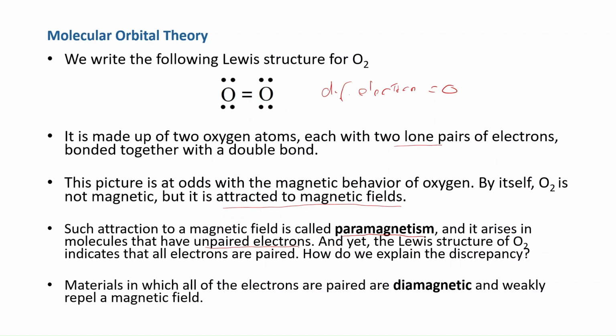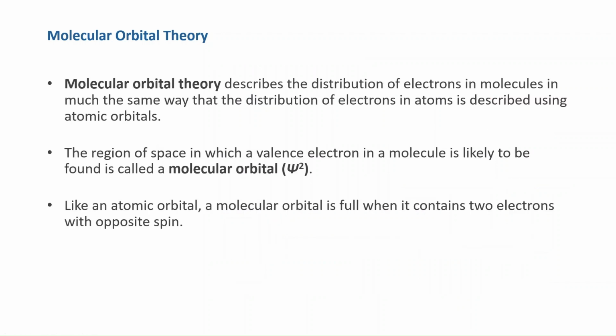By the way, when all of the electrons are paired, we call that diamagnetic, and either it doesn't respond to magnetic fields like nitrogen, or sometimes there's a very weak repulsion. Let's just leave it at they don't respond, they don't orient themselves. But you can say, well, that's easy. Unpaired electrons attracted, paired electrons not attracted. How about oxygen? So we need another theory.